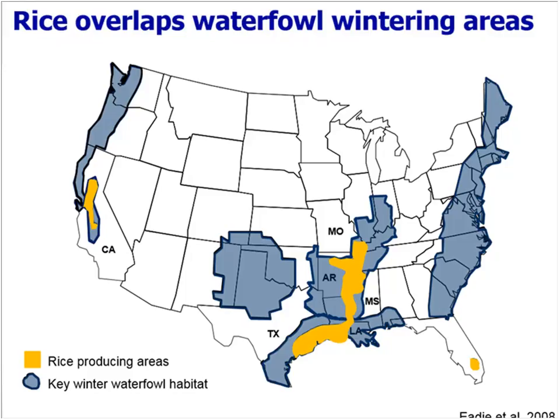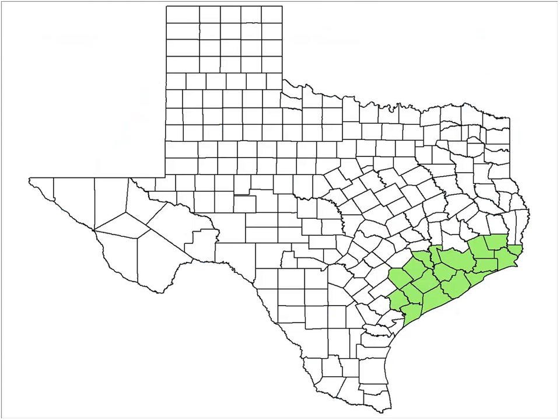And when I say waterfowl, I'm not focusing exclusively on ducks and geese. There are a lot of shorebird and wading bird migrants that spend their winters, or use stopover habitat, on the Gulf Coast and in the Mississippi Valley. Which brings us to what I call the Texas Rice Belt. It's 18 counties in southeast Texas.